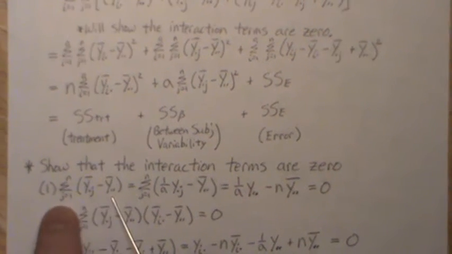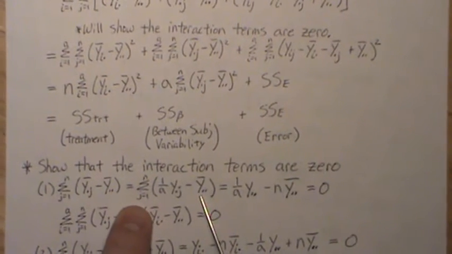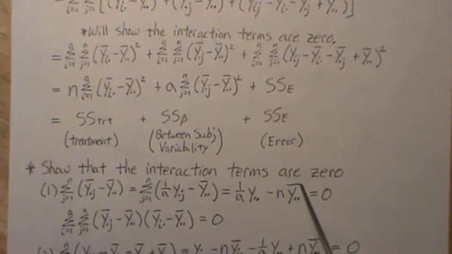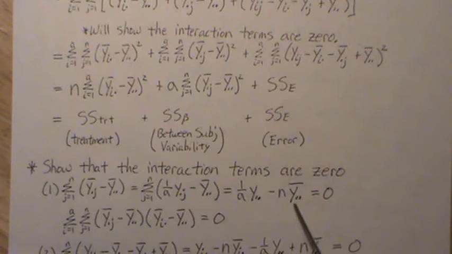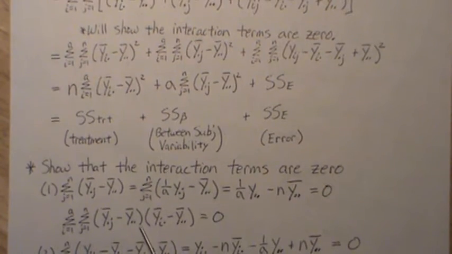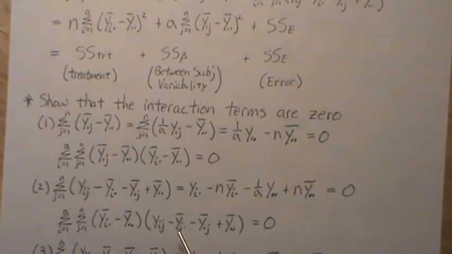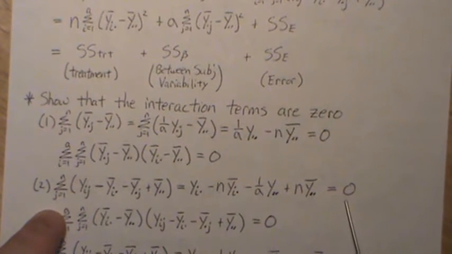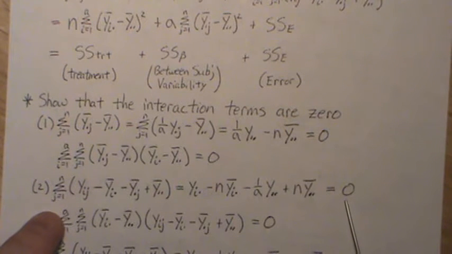And then here, there's no j, so we just get n of those. But notice that y dot dot bar is the sum of all the y's divided by n a. So the n cancels, and we're left with 1 over a y dot dot minus 1 over a y dot dot. So it's 0. My mindset is, let's just show this is 0, and then this follows. And actually, the next 2 cases are the same. This is 0, and I'm going to breeze over it because there's 3 pages of notes here.